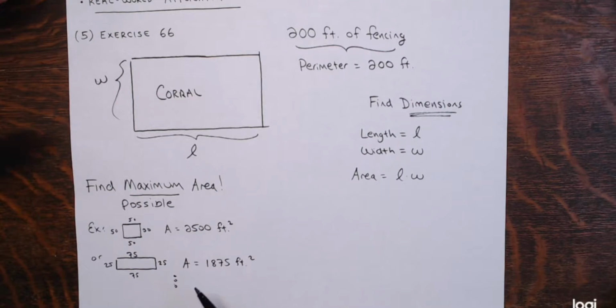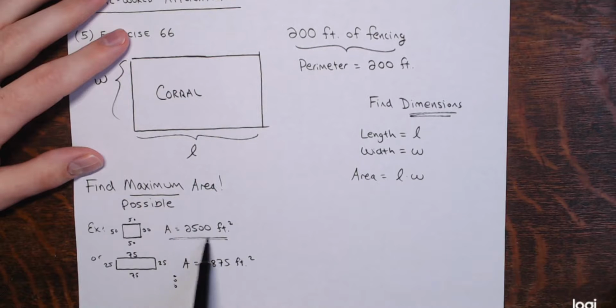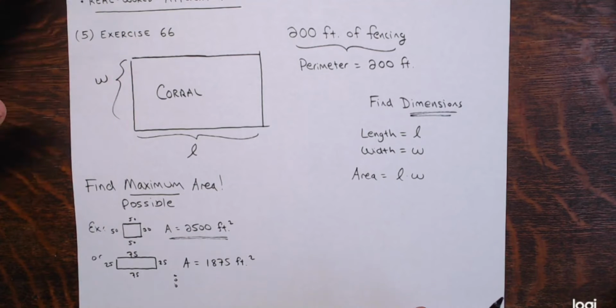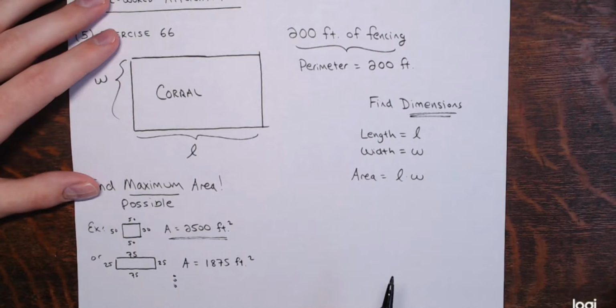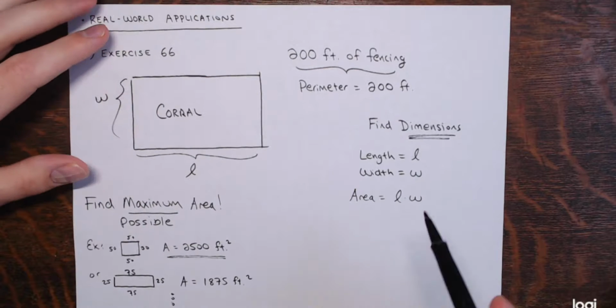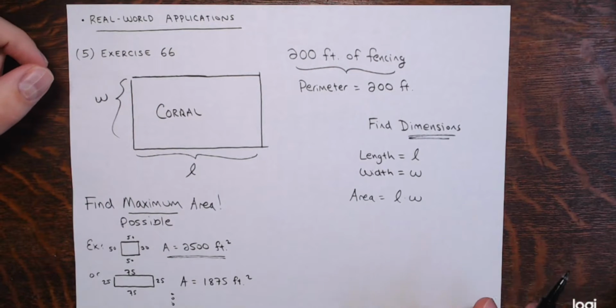Now so far, 2500 is the biggest, right? We'll see that that actually is the biggest in a second, but we're going to set up a quadratic function. So how do we do that? How do we set up a quadratic function?